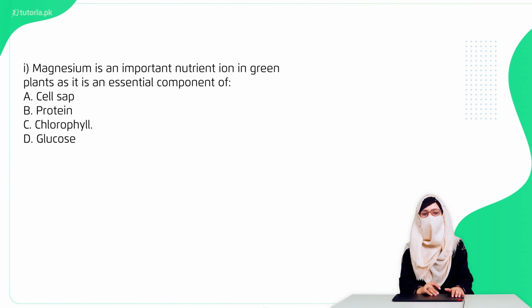So the first MCQ is: magnesium is an important nutrient ion in green plants as it is an essential component of option A cell sap, option B protein, option C chlorophyll, option D glucose. Right, option है option C chlorophyll.